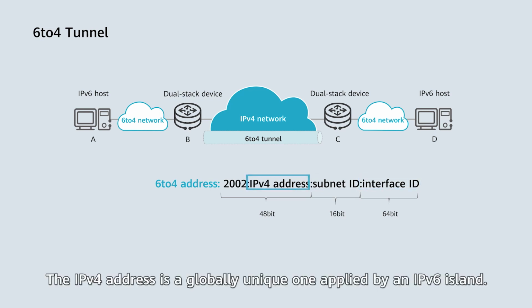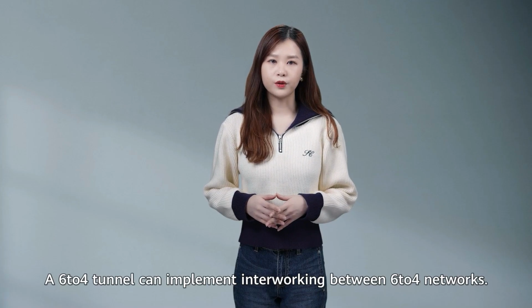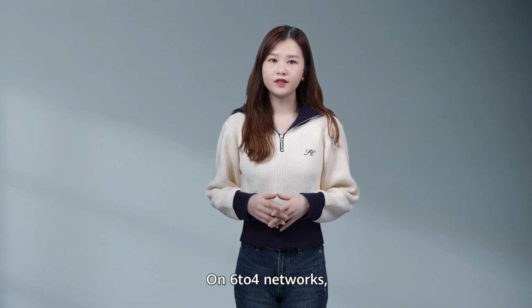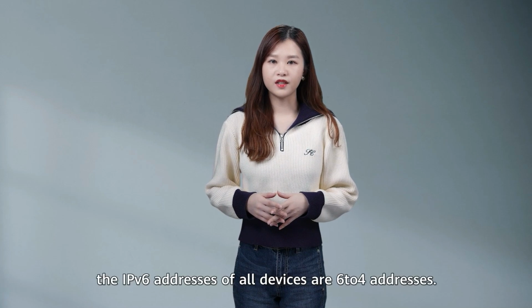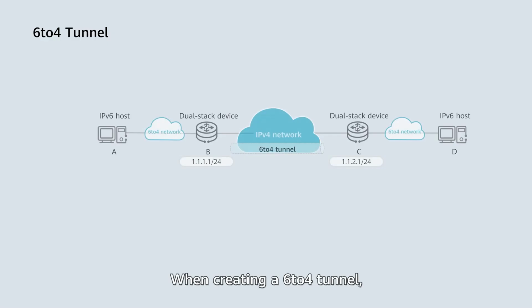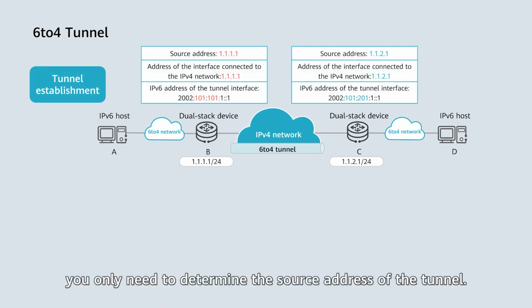The IPv4 address is a globally unique one applied by an IPv6 island. The subnet ID and interface ID are allocated by users in the IPv6 island. A 6to4 tunnel can implement interworking between 6to4 networks. On 6to4 networks, the IPv6 addresses of all devices are 6to4 addresses. When creating a 6to4 tunnel, you only need to determine the source address of the tunnel.